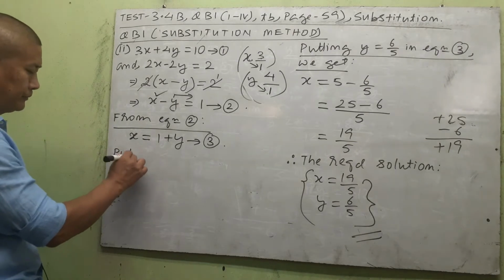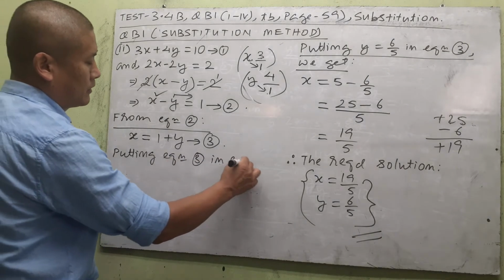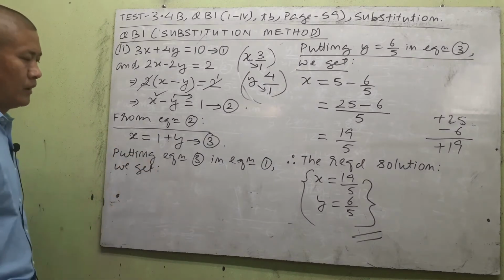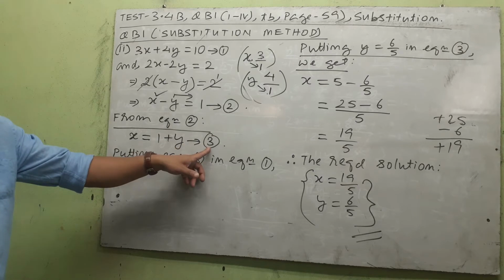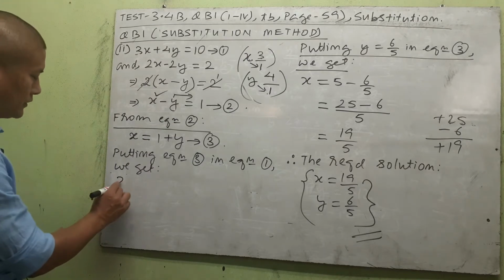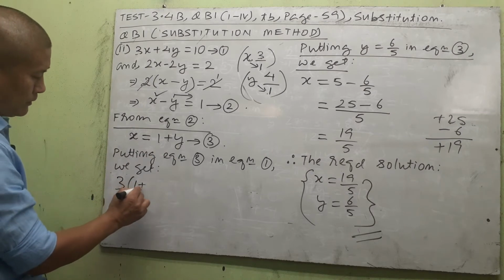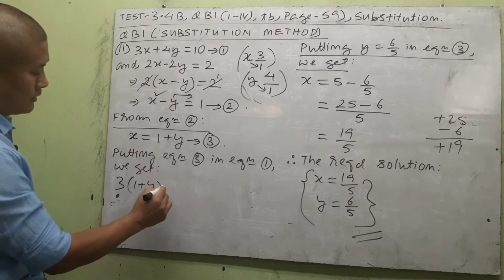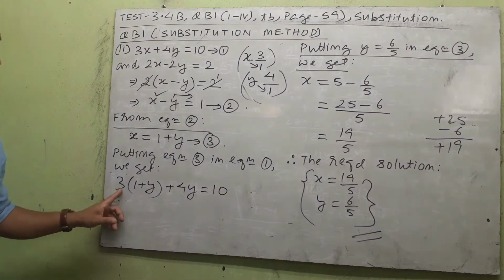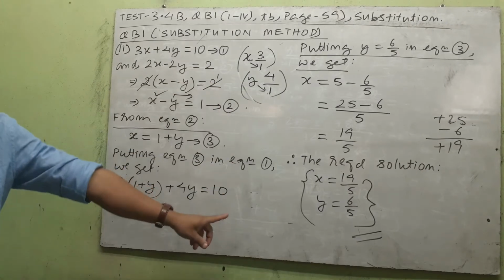Putting this equation 3 value in equation number 1, because we have taken equation 3 from equation 2, so we shouldn't put it in 2 again. In the other one, equation 1, 3 into x means we replace x with this, that's called substitution. So 3x, with the x value put here, plus 4y, the remaining is the same, equal to 10.